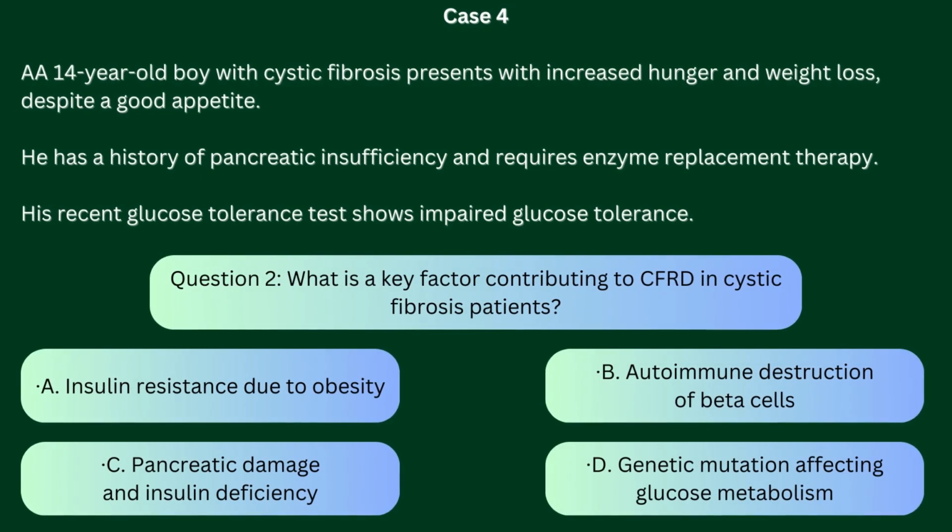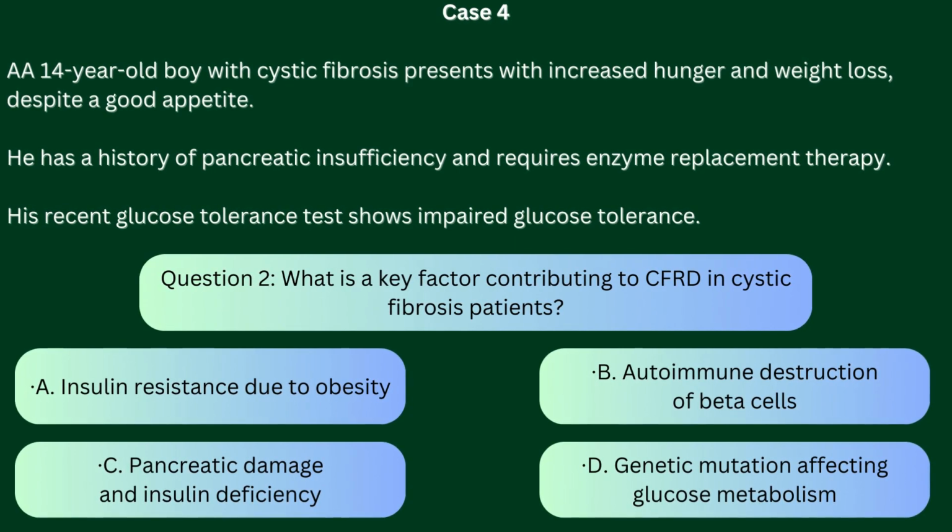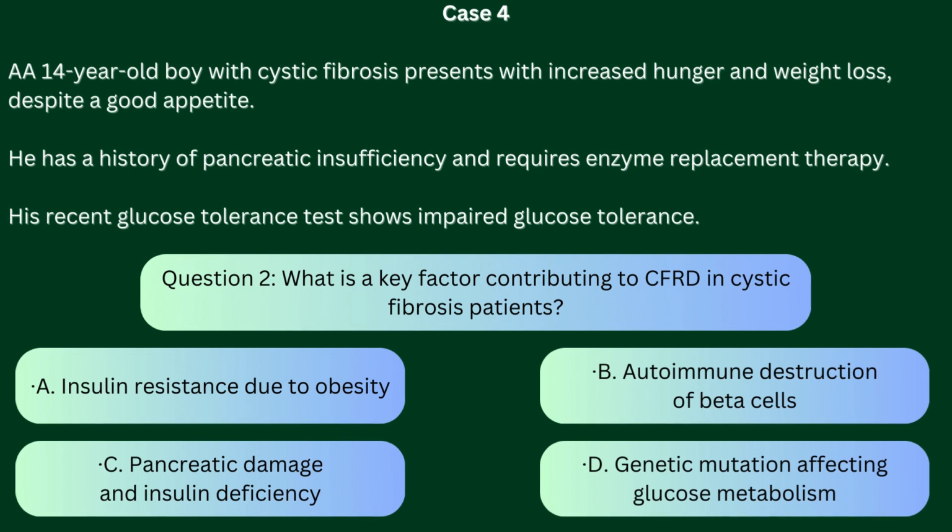Question number 2. What is the key factor contributing to cystic fibrosis-related diabetes in cystic fibrosis patients? A. Insulin resistance due to obesity. B. Autoimmune destruction of beta cells. C. Pancreatic damage and insulin deficiency. D. Genetic mutation affecting glucose metabolism.